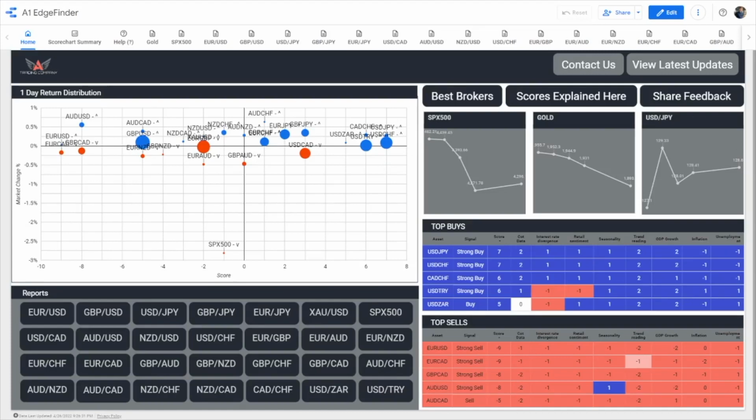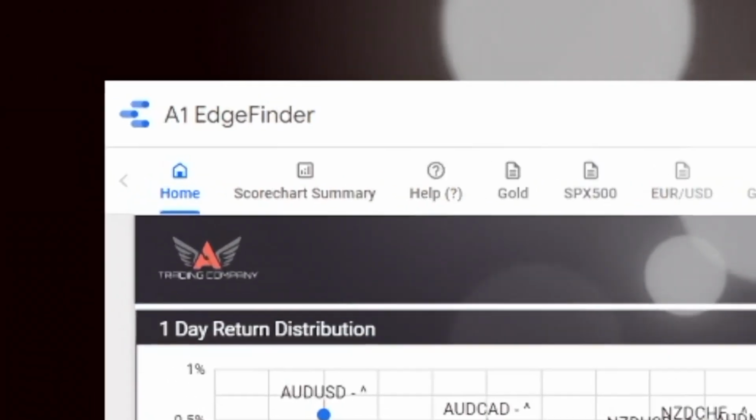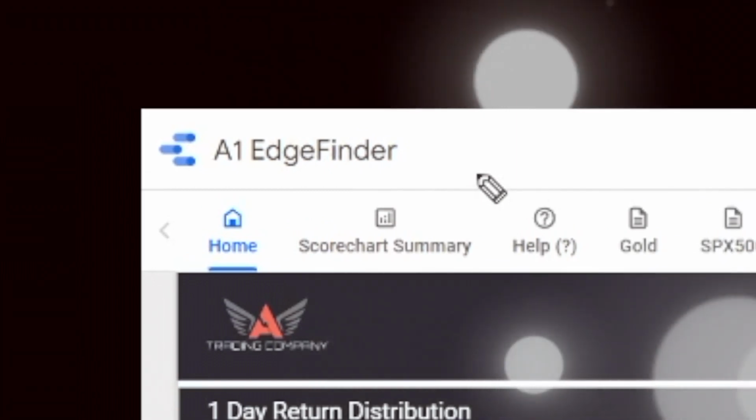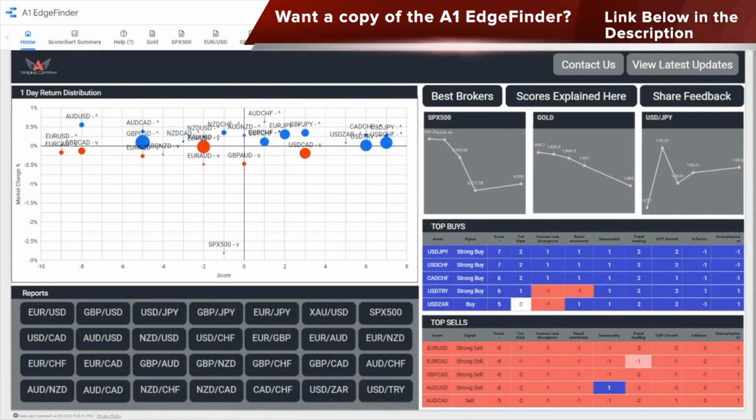Ever since I started using the trading software that you're seeing on my screen right now, my trading has improved and I will never go back. Today we're talking about the A1 EdgeFinder, a software tool that our team here at A1 Trading has put together in the last month or 2 months. We've been working so hard on this product and we have officially just made a whole bunch of updates.